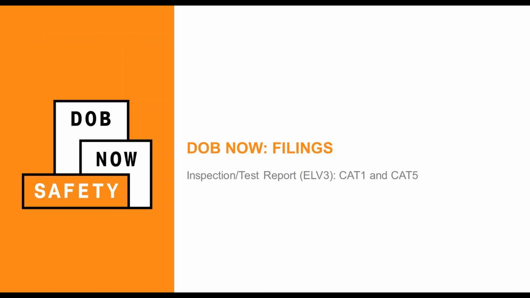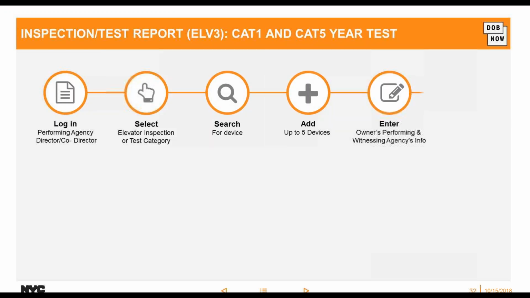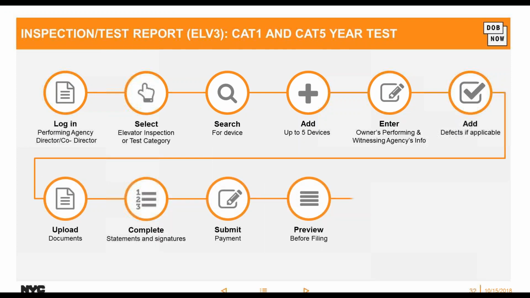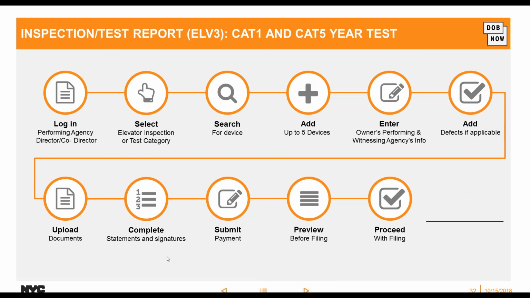So now we're going to move into inspection test, ELB3, category 1 and category 5. Log in, the performing agency director, co-director, select inspection, elevator inspection or test category, search for the device. You can add up to 5 devices, enter the owner, performing, and witnessing agent information, add defects, upload documents, complete statement and signatures, submit payment, preview before filing, proceed with filing.